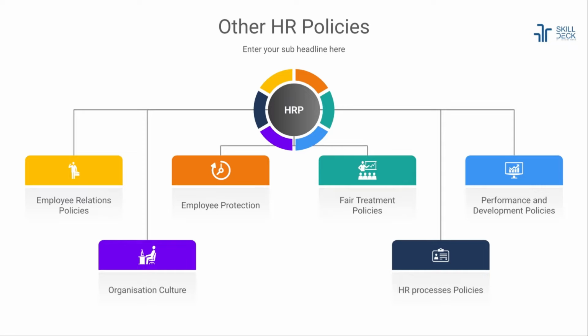In video number 1, we learned the labor law policies, the policies linked to our labor laws, and how to frame them, what the standard template is. Today, we are going to talk about the other HR policies. When I say other HR policies, I mean employee relation policies, policies for organization culture, policies for employee protection, policies for fair treatment, policies for different HR processes, performance and development policies. These are the other HR policies, apart from the ones we learned in video number 1.